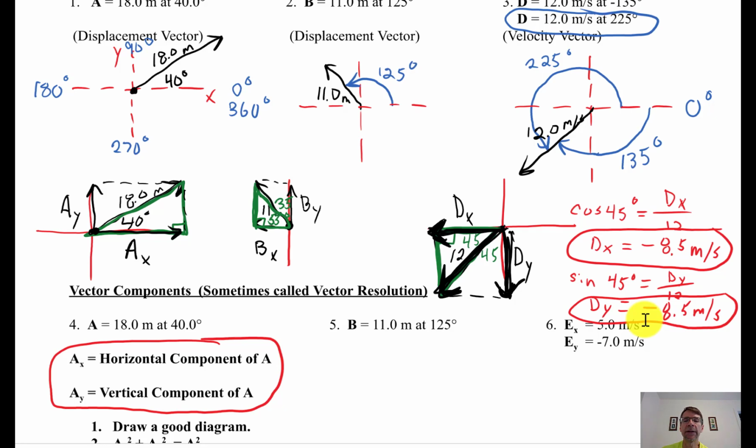2 sig figs here. You could have taken a shortcut, if you remember from geometry, in a 45-45-90 triangle. And this happens to be a square. Then if you put it all together, the two legs, the d sub x and d sub y, are the same size. So that's a shortcut you could have taken if you remembered that fact.